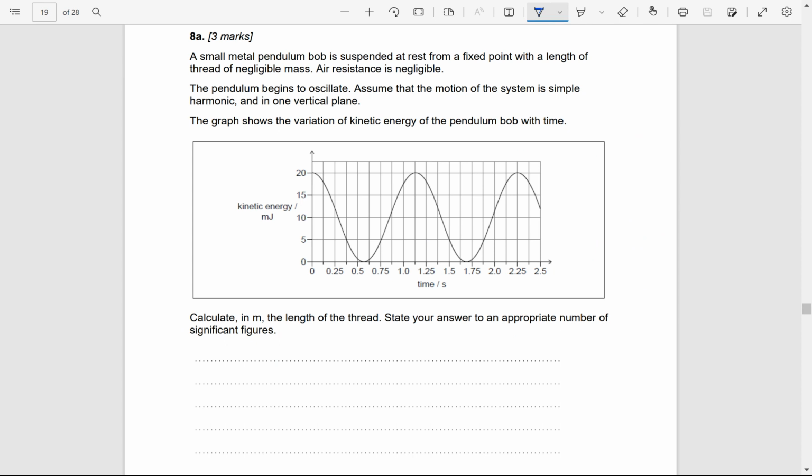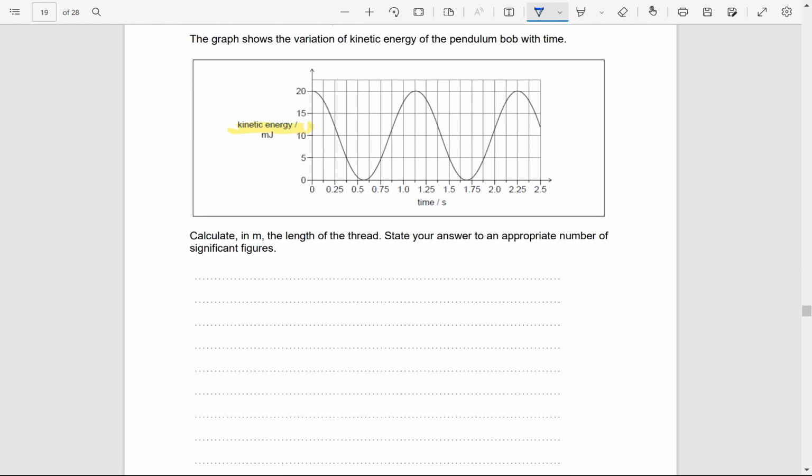Question 8, we have a small metal pendulum bob that's suspended from a length of thread. The thread has no mass. The pendulum starts oscillating, and we have a kinetic energy time graph. Note that this is kinetic energy. A lot of you fell into the trap. You didn't look at the axes. Calculate the length of the thread. You're given everything you need to calculate it. We are trying to find the length.